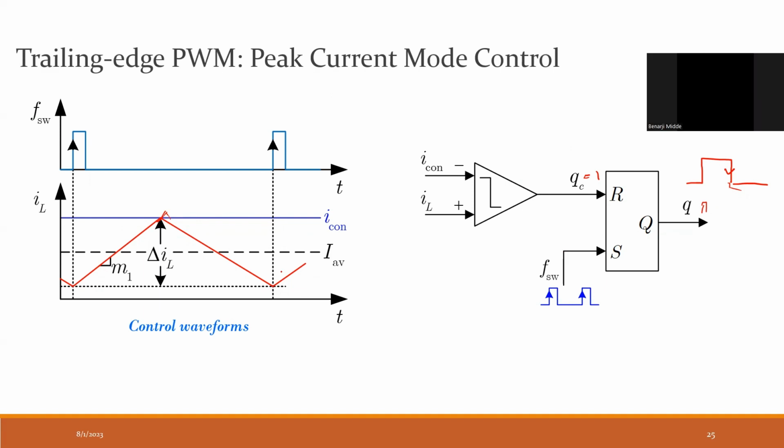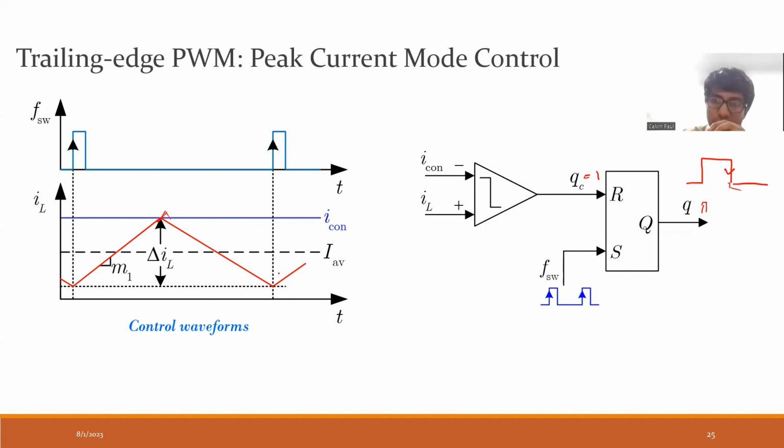Sir, how are trailing edge and peak current mode control the same? Could you please say that? See, peak current mode control is just a technique. It is called trailing edge because the control transition is happening over here, where the gate signal is falling. Because the gate signal is falling, that is why it is known as trailing edge. That is the only reason it is known as trailing edge.